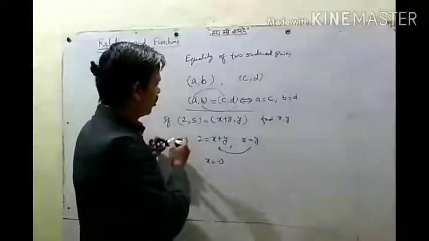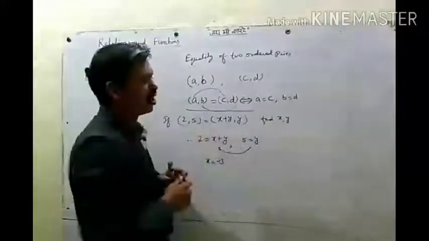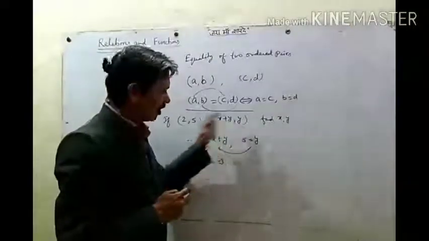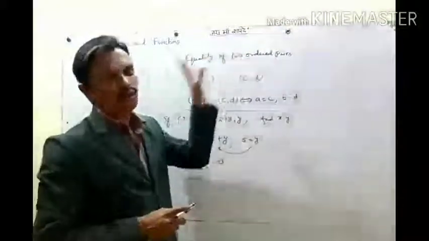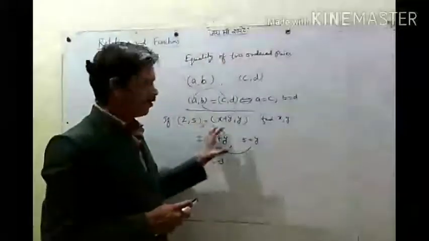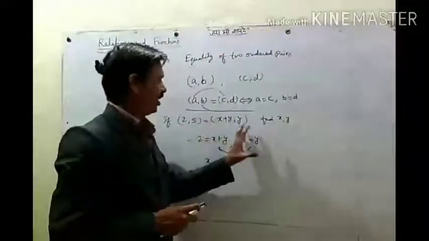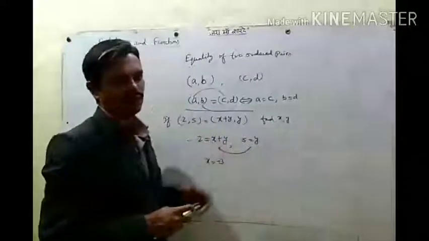Okay. So if we are given two equal ordered pairs and some values are missing, we can find them by equality of two ordered pairs. Just equate their first elements, equate their second elements, then simplify.